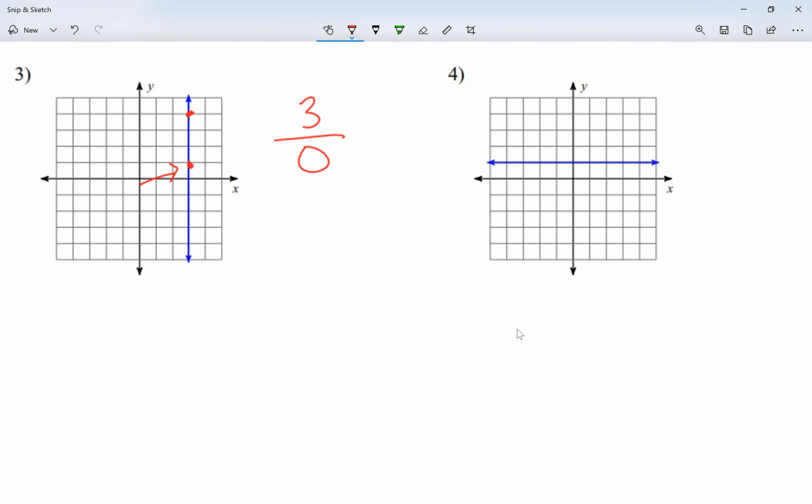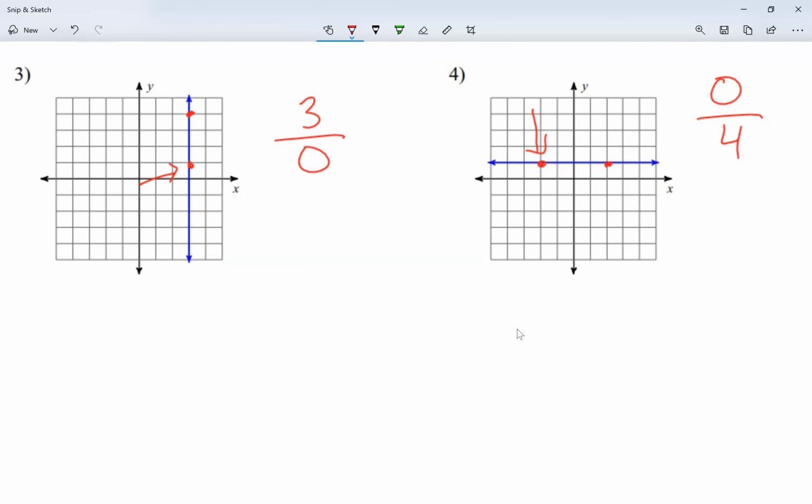Let me take a look at number 4. 2 points that I can choose are this one and this other one. And I'm going to start traveling from this point. So it seems like I go up 0, right? I don't move up or down. I just go to the side 4. There are 2 special cases when I have a 0 either on the top or the bottom of my fraction.